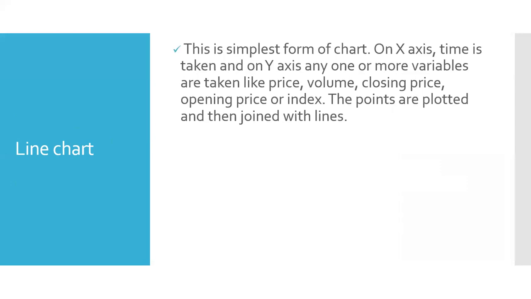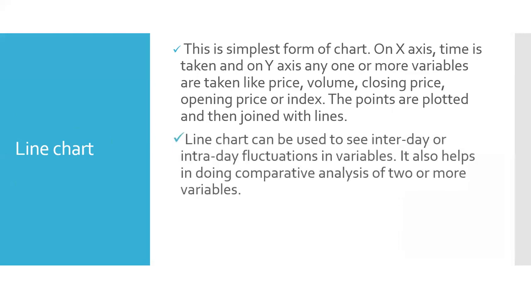Usually in the stock market, a line chart is prepared with the closing price. You depict daily data and the daily closing price is plotted on the line chart. You can make a chart for a number of days, weeks, months. These plotted points are joined with straight lines and the line chart is made, right? This can be used to see interday or intraday fluctuations in variables, but when you are preparing it only for the closing price, then intraday fluctuations cannot be seen.